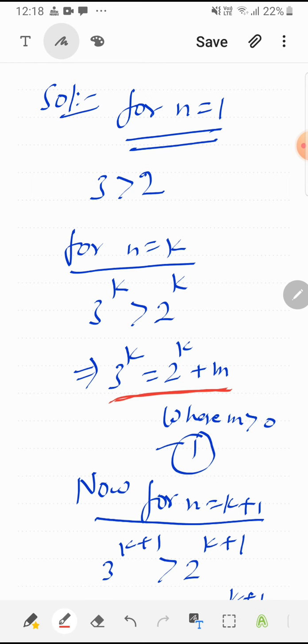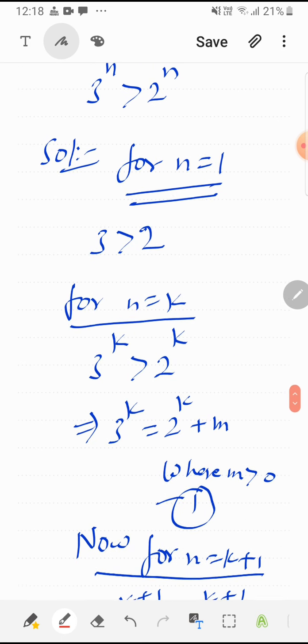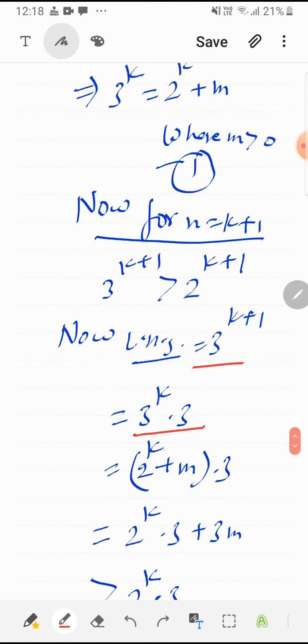Now for n is equal to k plus 1, what we have to prove? 3 raised to the power k plus 1 is greater than 2 raised to the power k plus 1. Now start from the left hand side, apply the law of exponents. Now I am putting the value from equation number 1 into the present equation. So 3 raised to the power k into 3 becomes 2 raised to the power k plus m into 3. Now open the bracket.